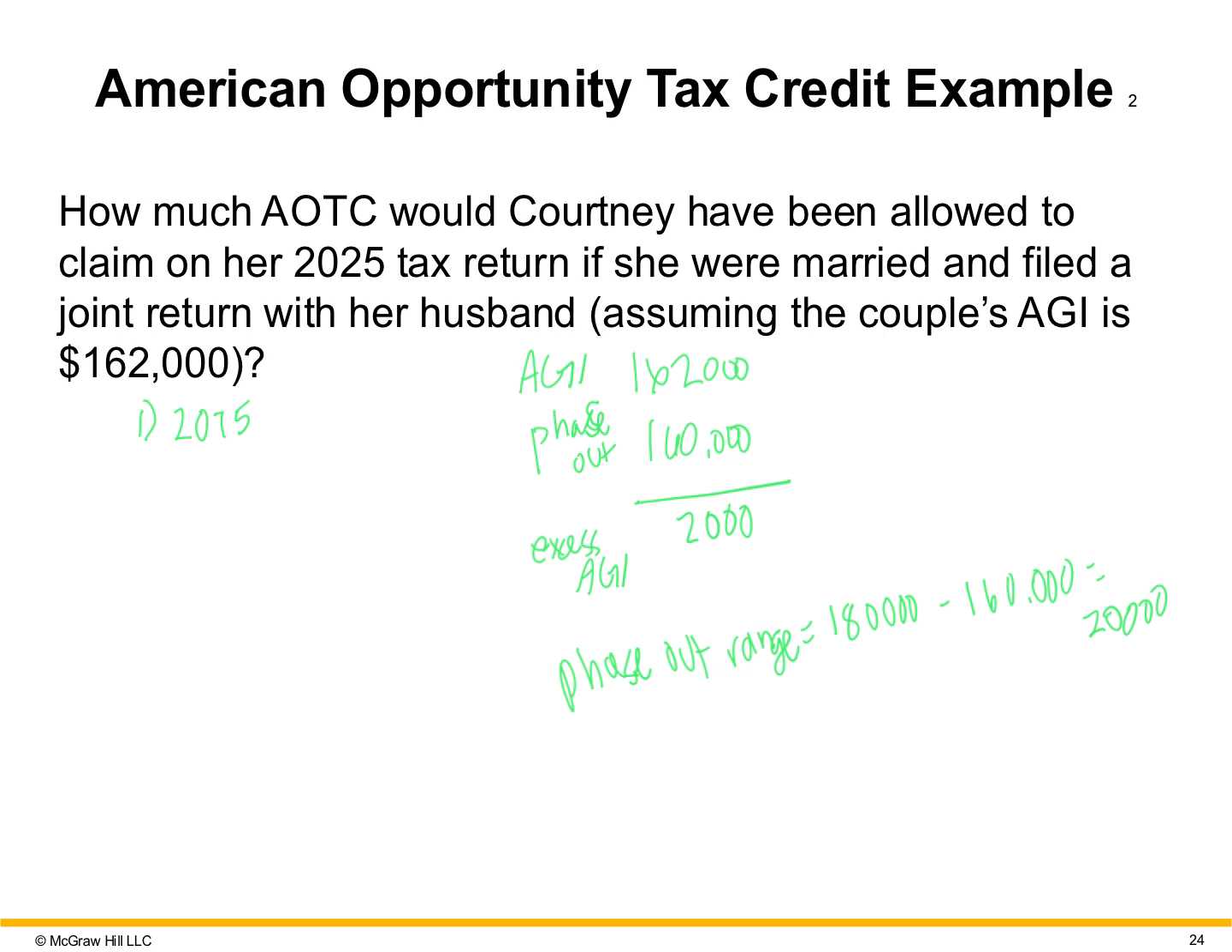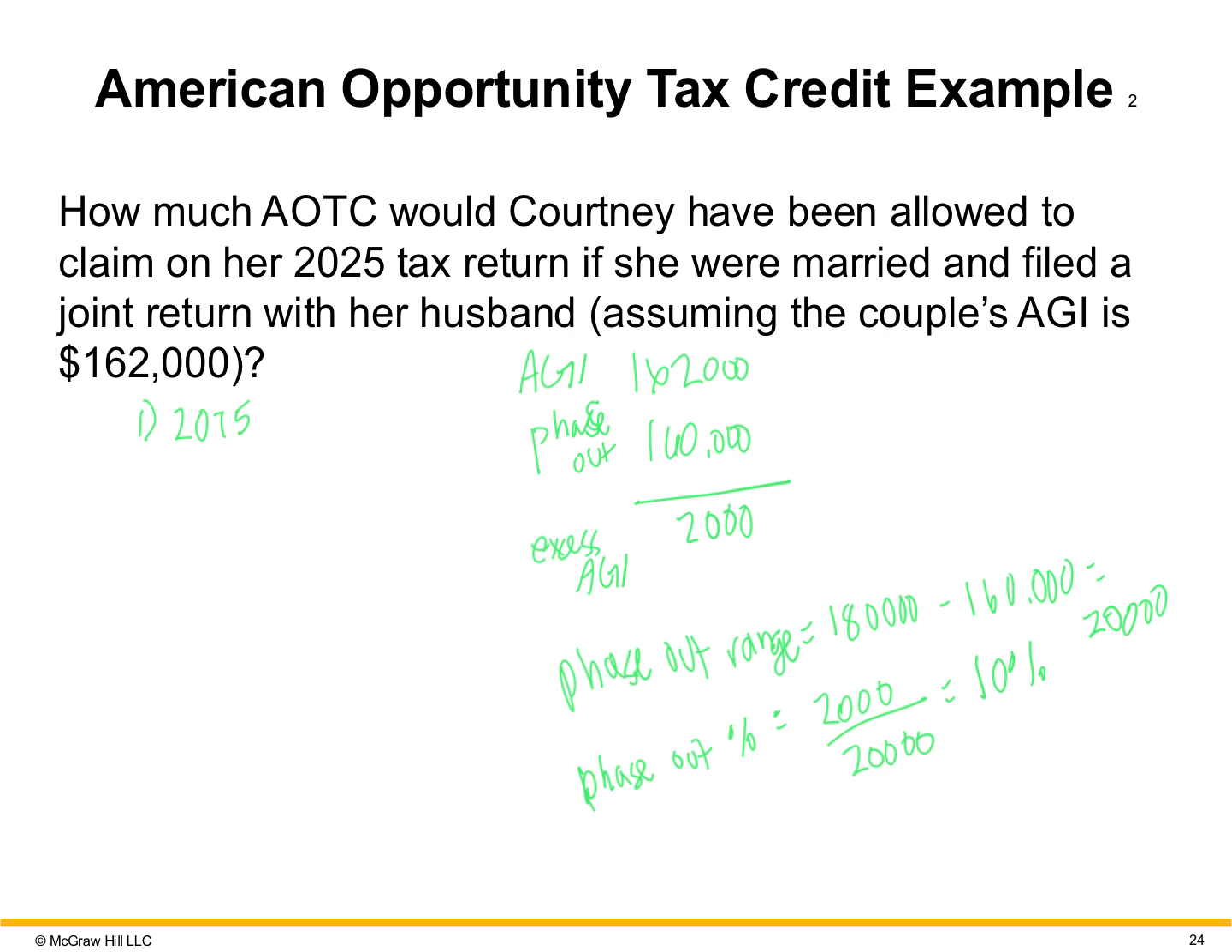Then our phase out percentage, the way we would calculate that. So our phase out percentage is the excess AGI of $2,000 divided by the phase out range for our filing status, which is $20,000. And that gets us 10%.